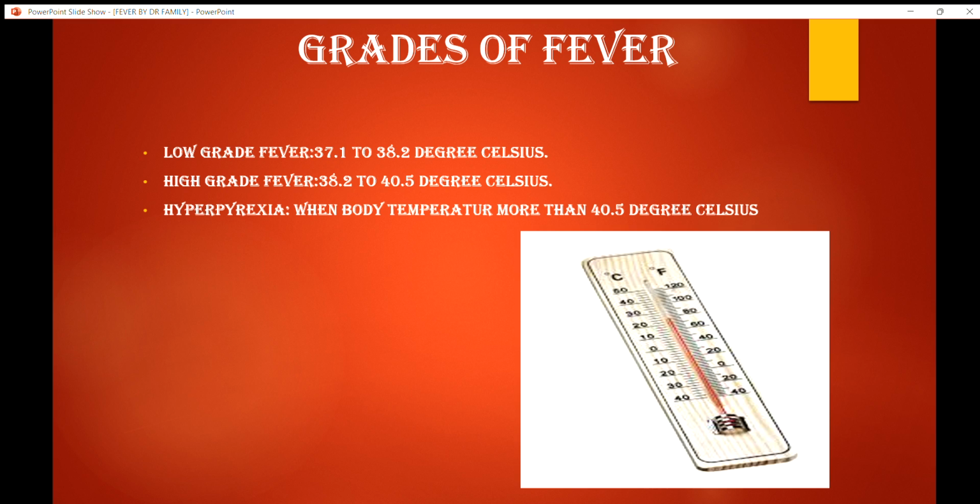And pyrexia, the word came from pyrogen. So pyrogen, I have already told, is one protein. That protein interferes with our thermostatic mechanism, and that outcome causes fever. And hyperpyrexia we should consider when our body temperature is more than 40.4 degrees Celsius. So that is the cause of hyperpyrexia.